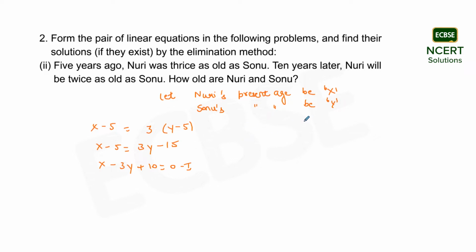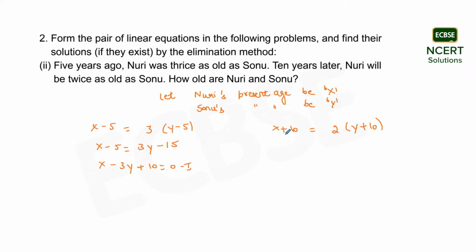And the second equation will be formed from the second statement of the problem. So the second statement says 10 years later, Nouri will be twice as old as Sonu. Means 10 years after from the present age, Nouri will be twice as old as Sonu. So in order to obtain the 10 years later age of Nouri, it will be x plus 10. And Sonu's 10-years-later age will be y plus 10. And the relation between these two ages is Nouri will be twice as old as Sonu. Means x plus 10 will be equal to 2 into y plus 10.